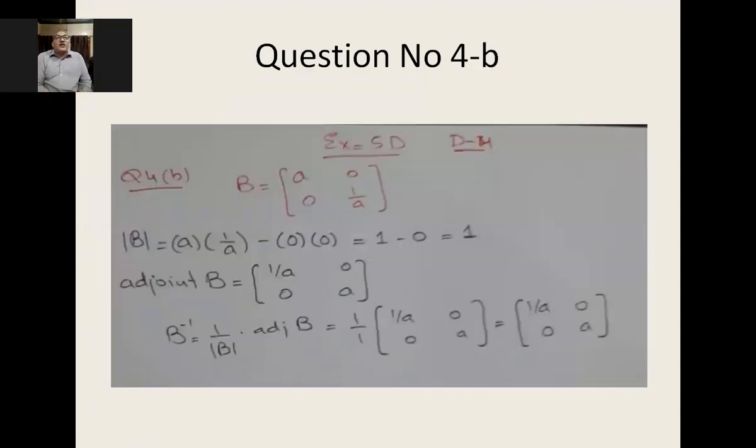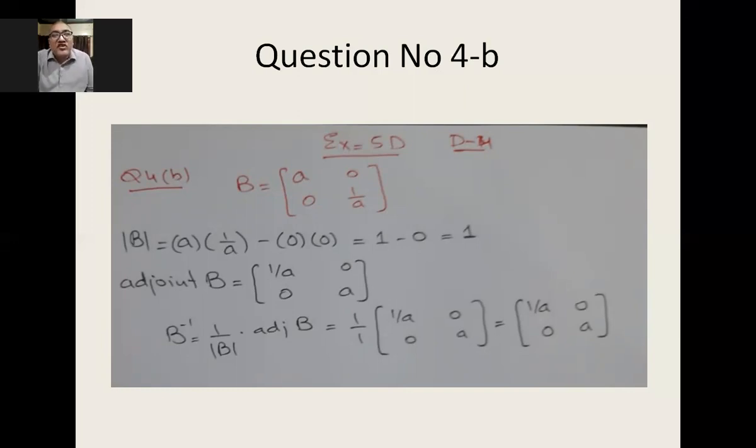So now we are on question number 4, and it's B part. Here a matrix is given. I have named it as B, so it will be A, 0, 0, 1 by 2A. So I will first of all find the determinant. These two members will multiply with each other. So when you multiply A with 1 by A, you get 1. When you multiply 0 with 0, you get 0. So 1 minus 0, that will be 1. It means that the determinant of this matrix is 1.